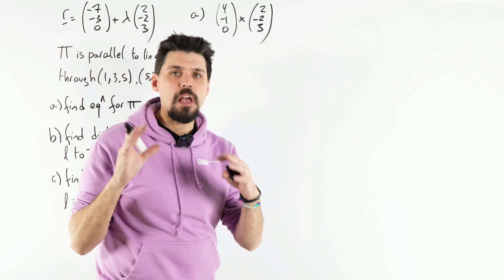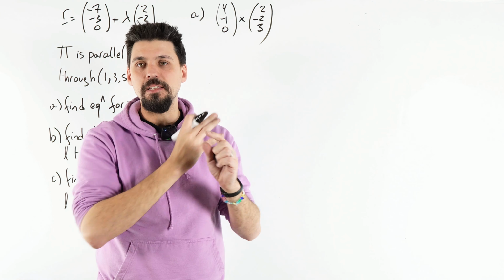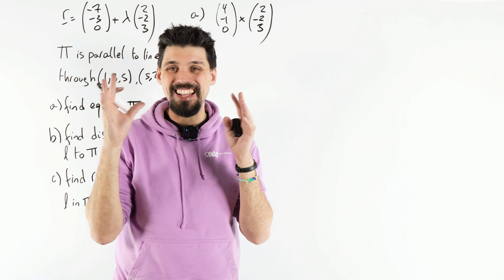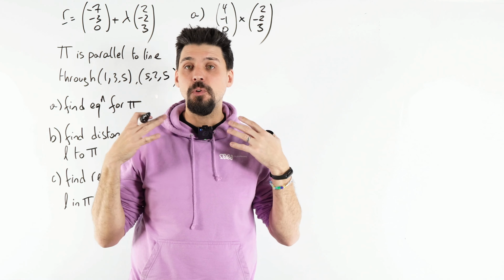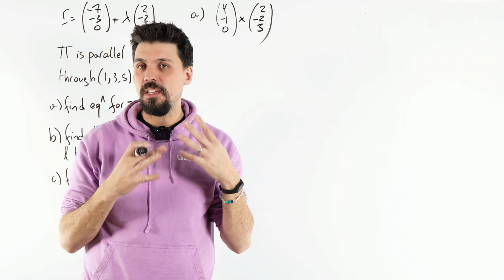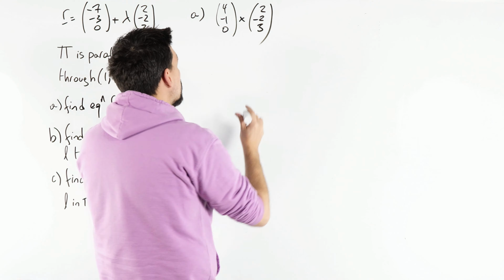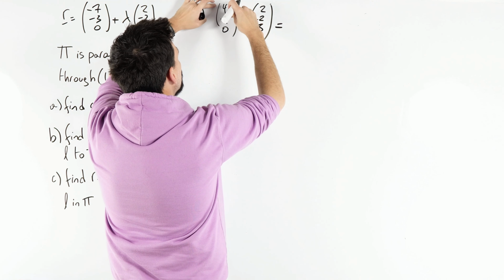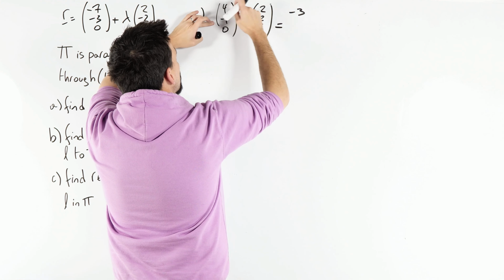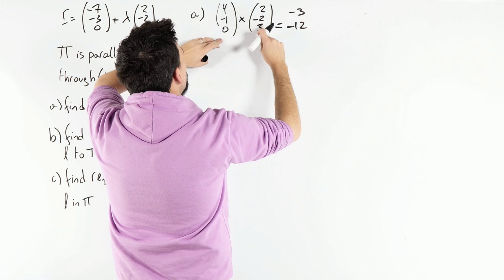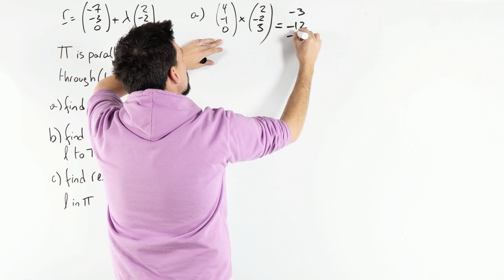Because what I want is a vector that is perpendicular to both of those vectors. Now you can, without the cross product, set it up, just call the vector A, B, C, whatever you want to call it, and you will get some systems of equations that you need to cancel out. I'm going to take the easy route out, I'm going to take a cross product. So boom, minus 3, boom, minus 12, boom, minus 8 plus 2 is minus 6.